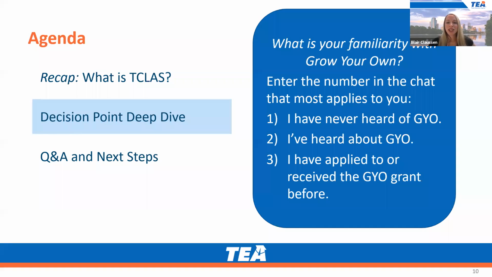Before we go deeper into decision 4, again, I'd like to get a sense of how familiar you all are with the Grow Your Own program, since it's essentially the same program. So again, in the question area, go ahead and put the number that most applies to you. 1, you have never heard of Grow Your Own. 2, you've heard about Grow Your Own. Or 3, you've applied to or received the Grow Your Own grant before.